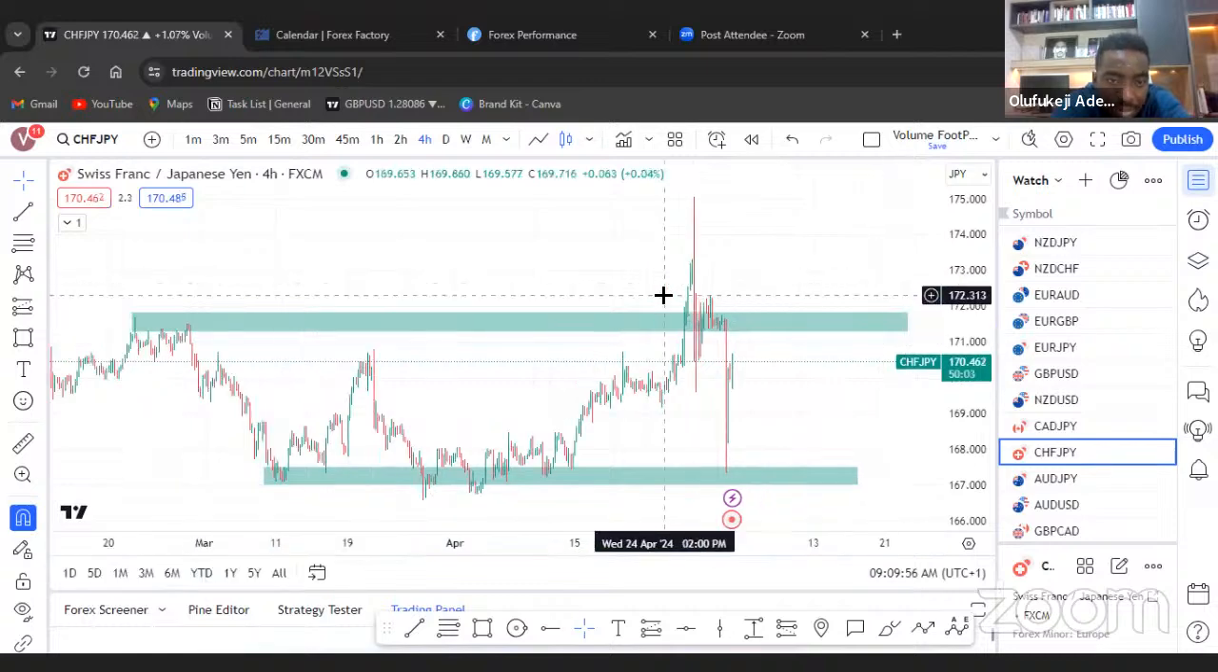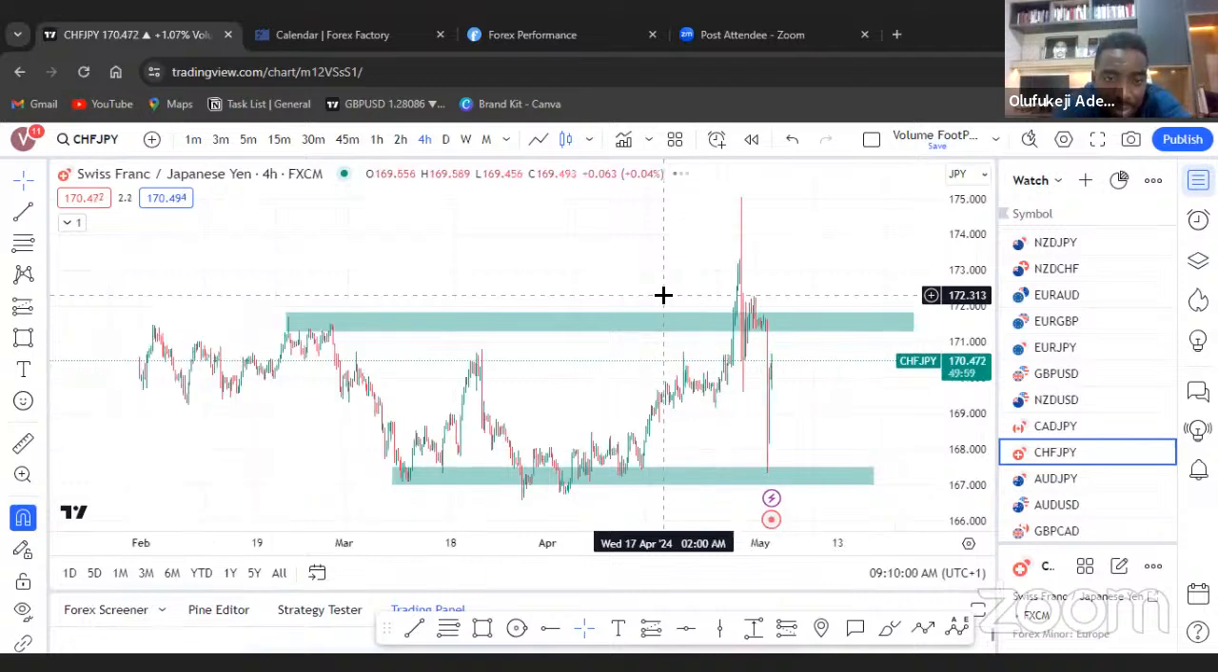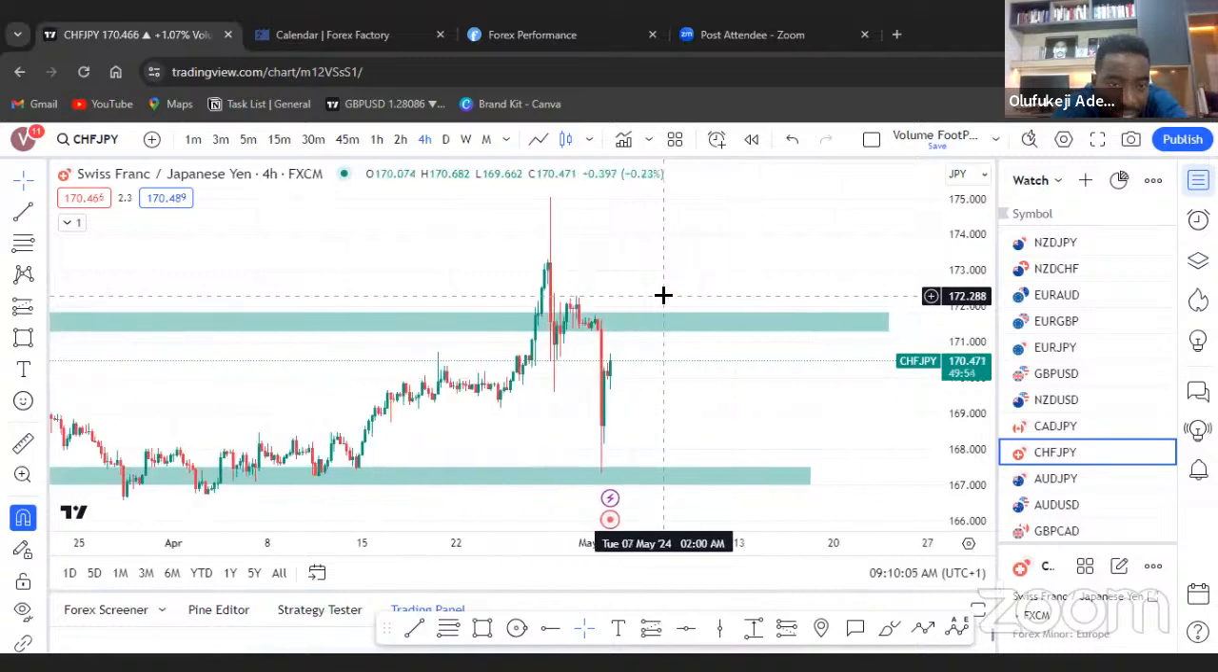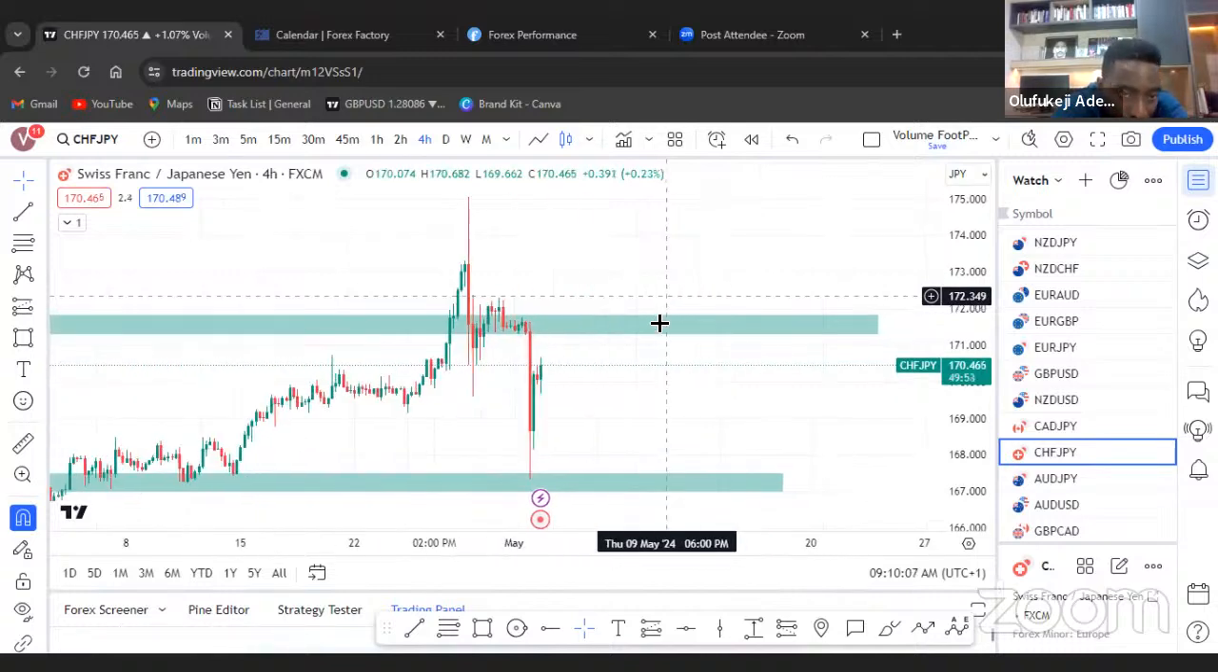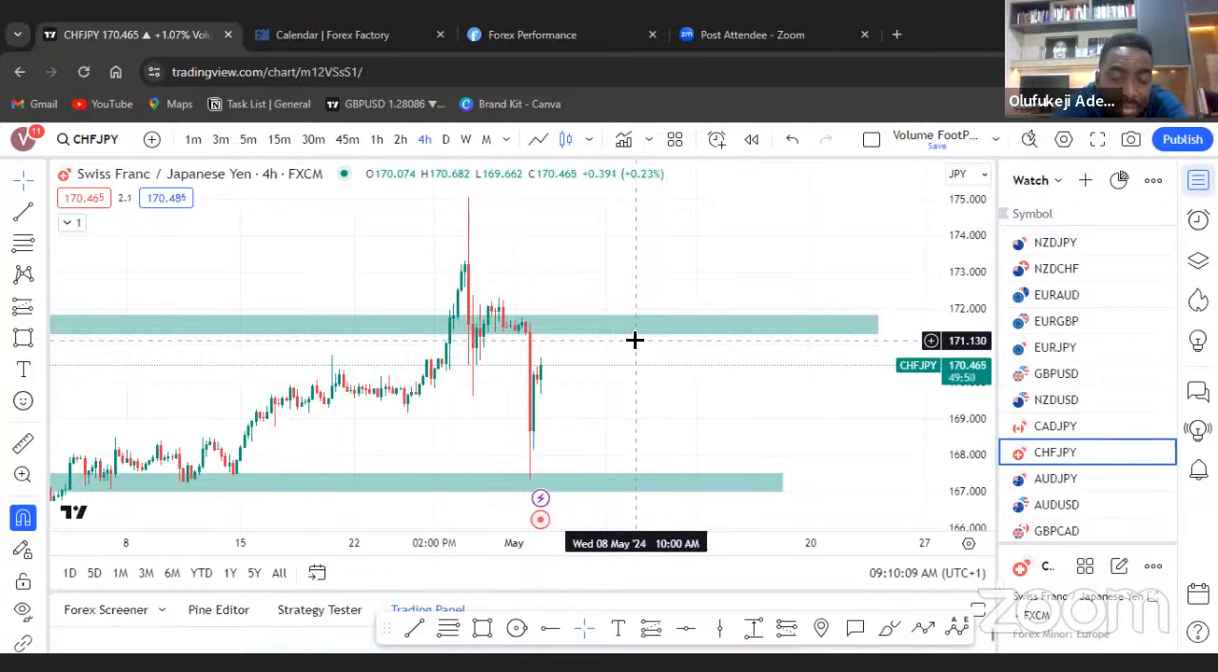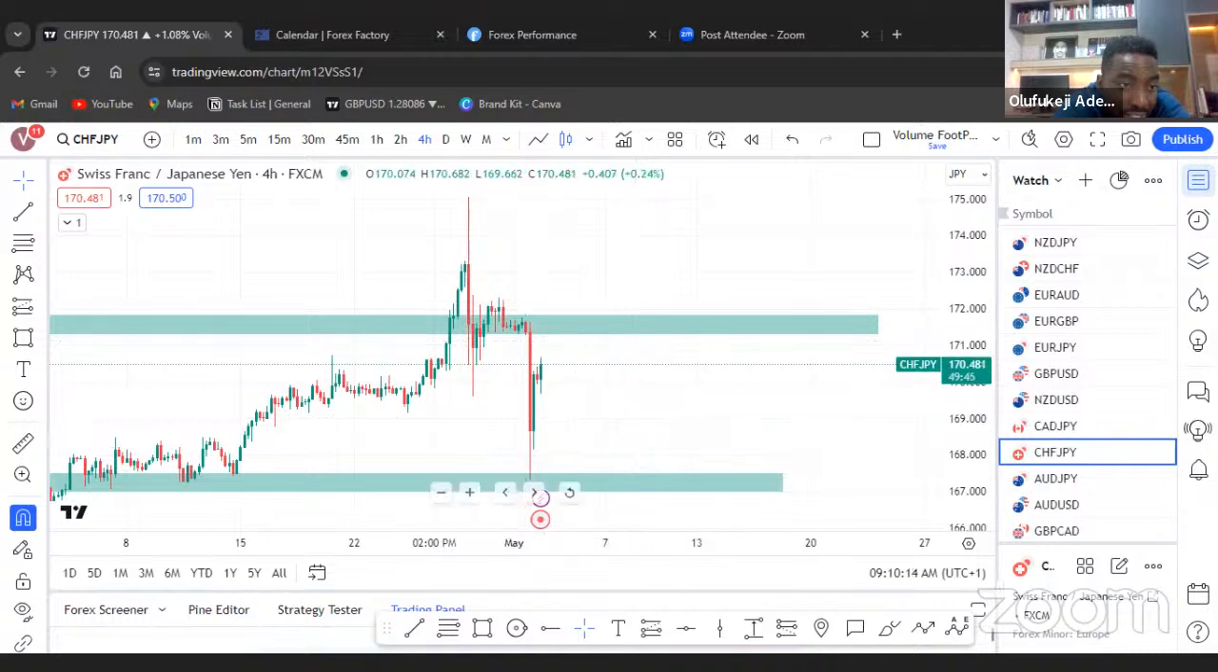Zoom in a bit. Let's look at that place very well. Zoom in. Let's make the candles bigger. Okay, so see our resistance liquidity, our trend line resistance.